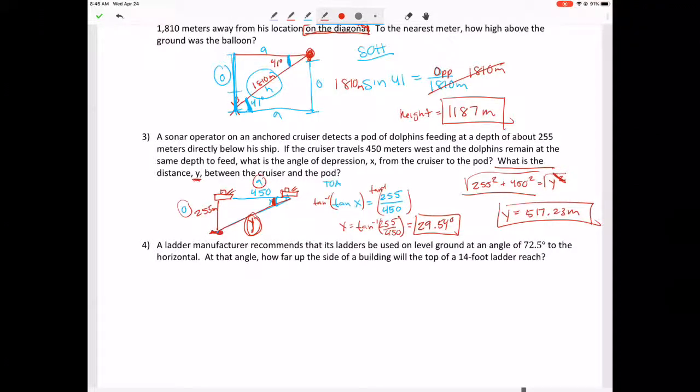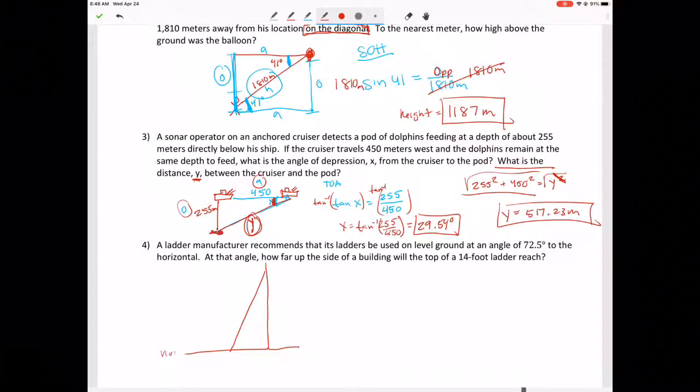Ladder manufacturers recommend that their ladder be used on level ground. So maybe we'll have level ground and we'll have maybe a ladder. It recommends that the ladder be used on level ground at an angle of 72.5 degrees to the horizontal. So here's the horizontal. This would be 72.5 degrees, or if you wanted to call it that, the angle of elevation.